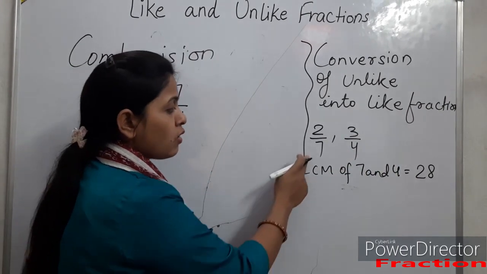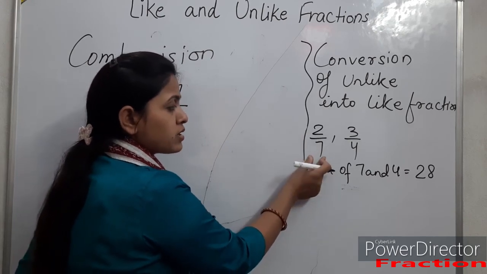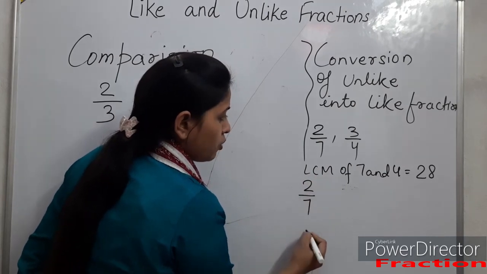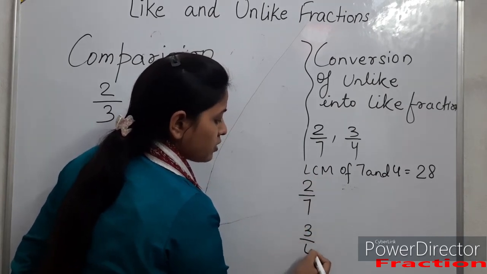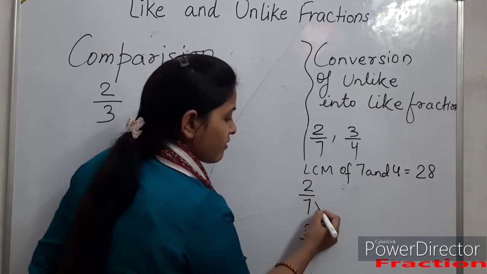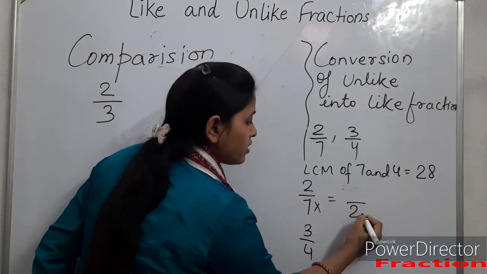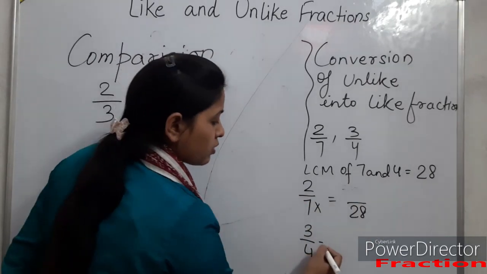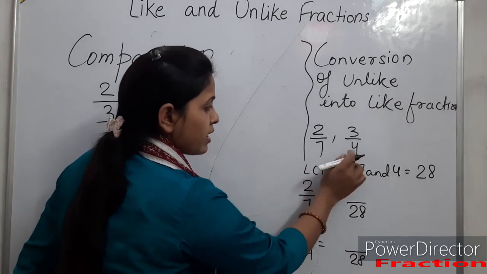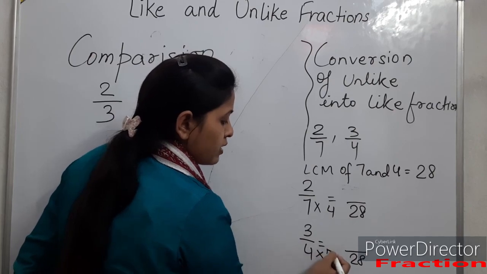Now what will we do? We have to convert this fraction and this one also, both. So first of all we will write both the fractions together, like this. Now the LCM is 28. That means we have converted the denominator into 28. So how have we converted? We have multiplied the 7 with 4, and here we have multiplied 4 with 7.